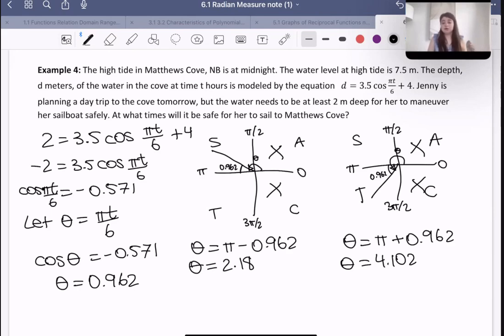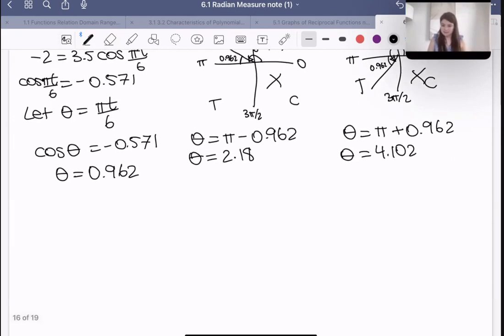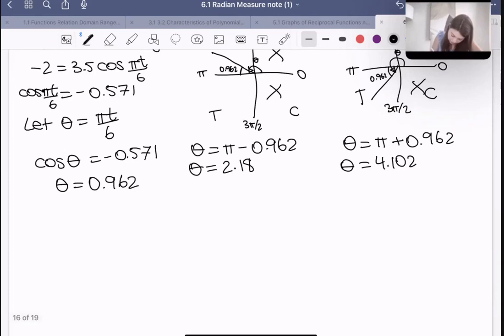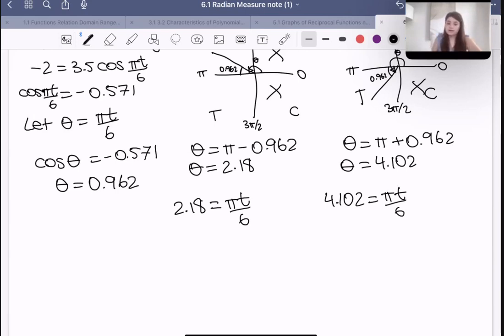So now we need to solve for t. What's the time? We know that theta 2.18 is equal to pi t over 6, and over here 4.102 is equal to pi t over 6. So now we've got to solve for t. In this case, t would be 4.17. Over here, t would be 7.84.